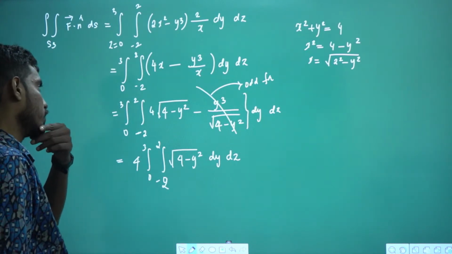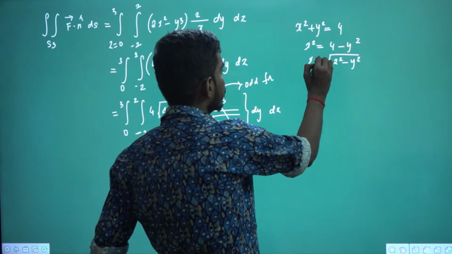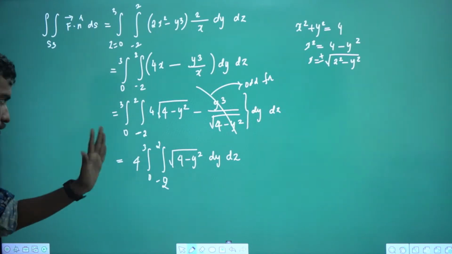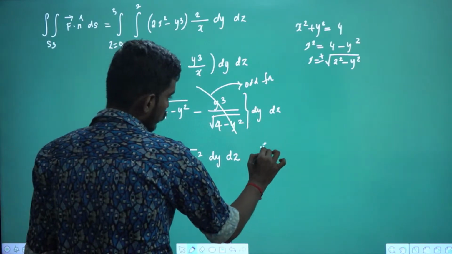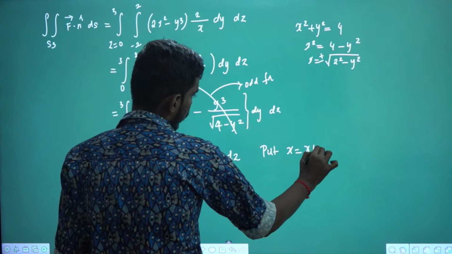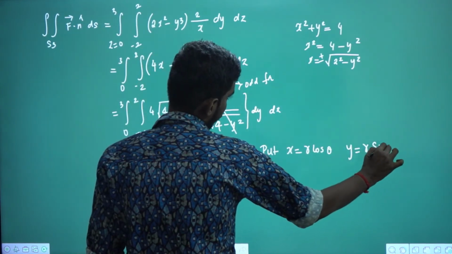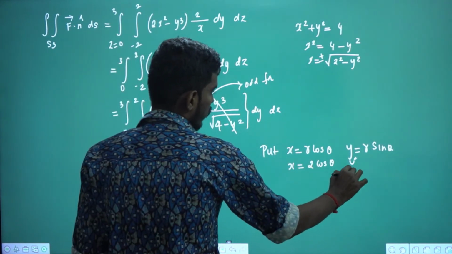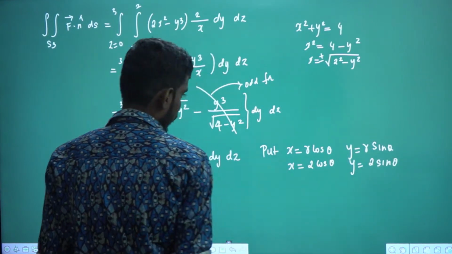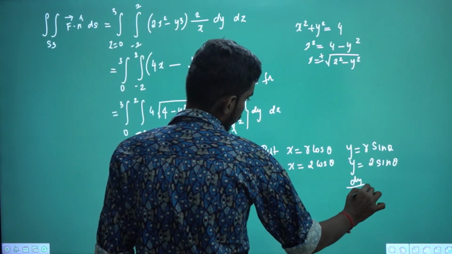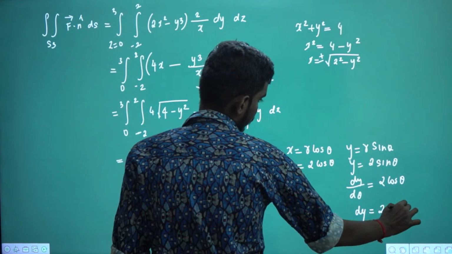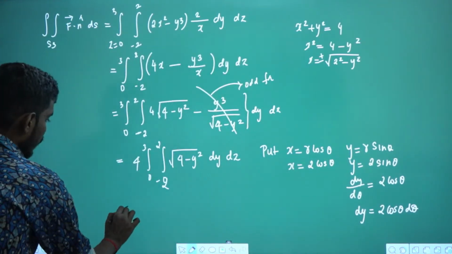Now what we can do is, see, the thing is here x is plus or minus, yes or no? X is plus or minus. So in that case, we can convert this to polar form. For polar form, x will be r cos theta, y will be r sin theta, right? Here our radius is 2, so x will be 2 cos theta, y will be 2 sin theta, and your dy by d theta is 2 cos theta, so your dy is 2 cos theta d theta.